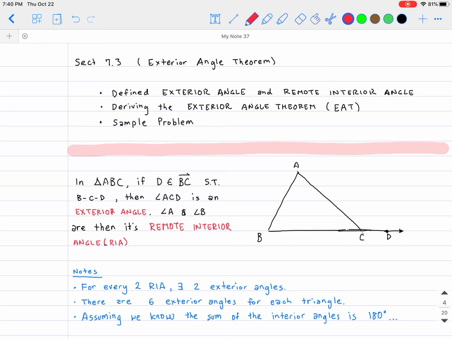Hello and welcome back everybody to geometry, and today we will be talking about the exterior angle theorem from section 7.3.